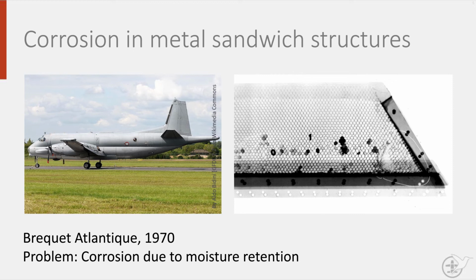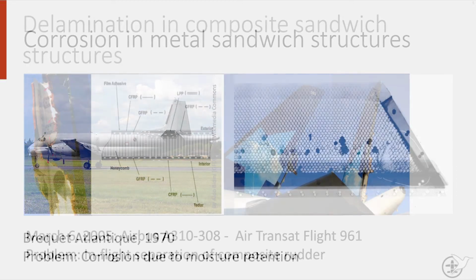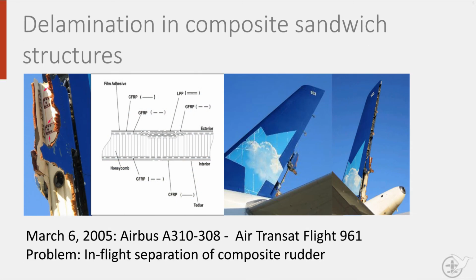This problem of water retention is not just limited to metallic sandwich structures. In 2005, an Air Transat Airbus A310 had to perform an emergency landing as it lost a large part of its composite rudder in flight. The subsequent air safety investigation discovered that the moisture had been absorbed and trapped inside the sandwich panel, causing rapid delamination of the face sheets from the core. This delamination was the result of the moisture freezing and therefore expanding.